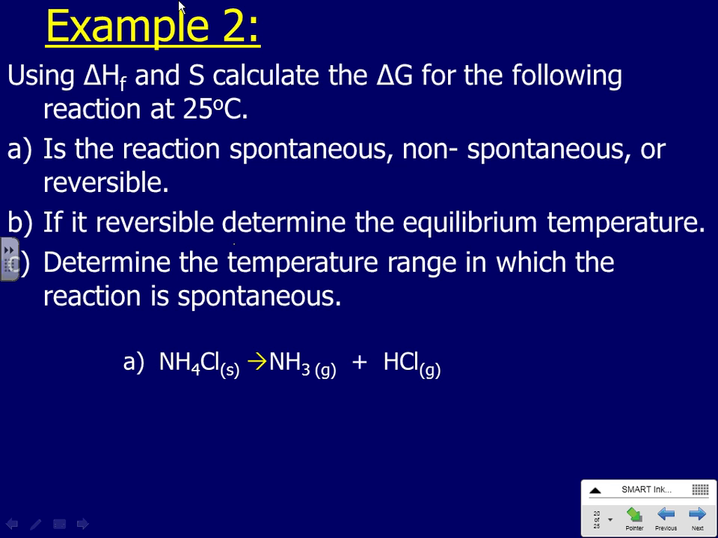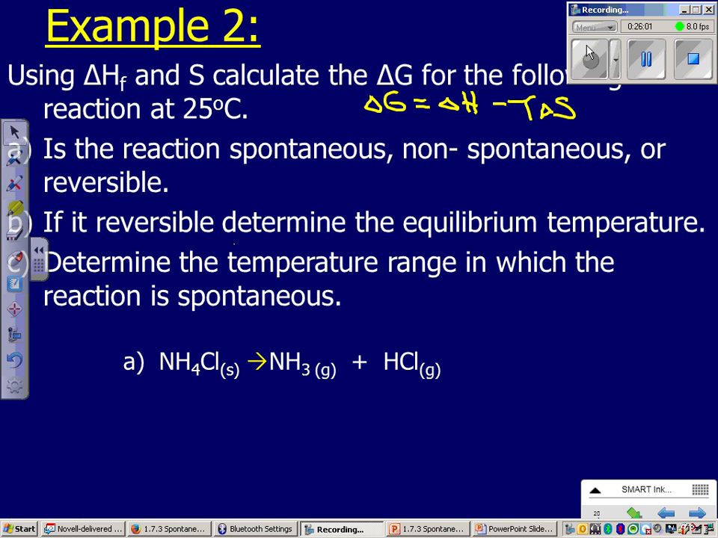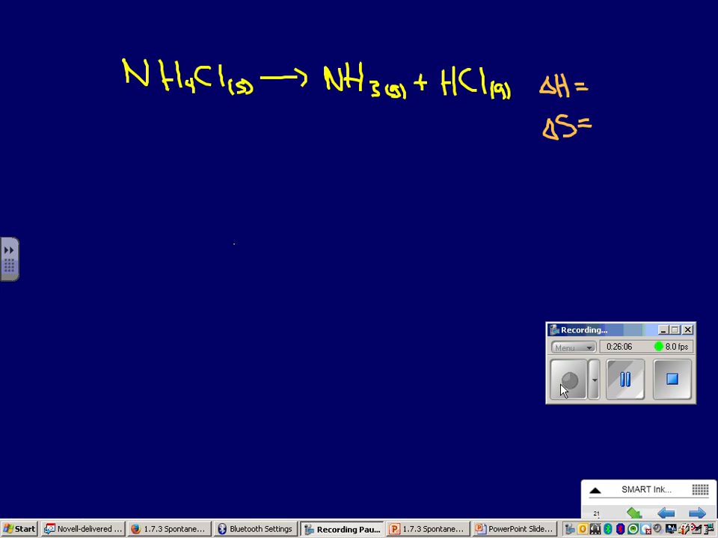All right, I have a second problem that looks just like this one. The only difference is I do want you to use delta G equals delta H minus T delta S, and I want you to calculate this delta G at 25 degrees Celsius. And then the rest of the questions are exactly the same. Is it spontaneous or non-spontaneous? If it's reversible, determine the temperature, and then determine the temperature range that would make this thing spontaneous. At this point, I'm just going to pause the recording, and you can work away, and you can lean over to a neighbor.